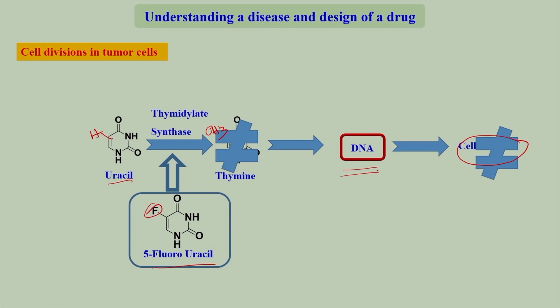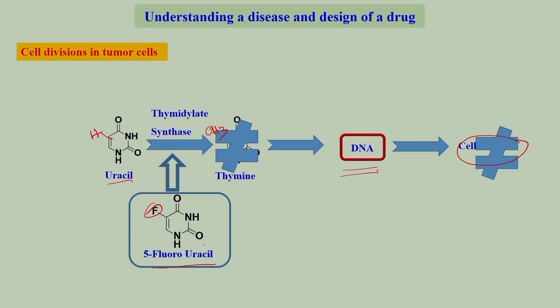In 5-fluorouracil you have a fluoride atom. Now, hydrogen and fluoride atoms both have almost the same size. So, overall they do not change the size of the molecule, and therefore, it is expected that 5-fluorouracil also can dock inside the active site of the thymidylate synthase. In other words, 5-fluorouracil can be used as a substrate for this enzyme.